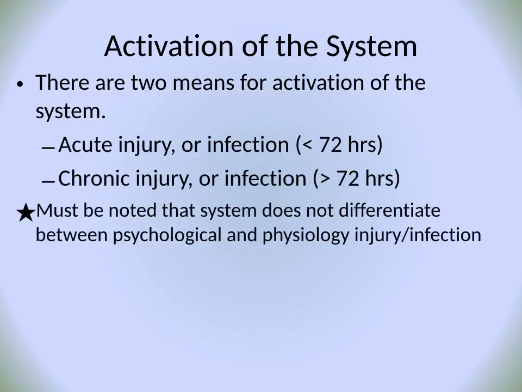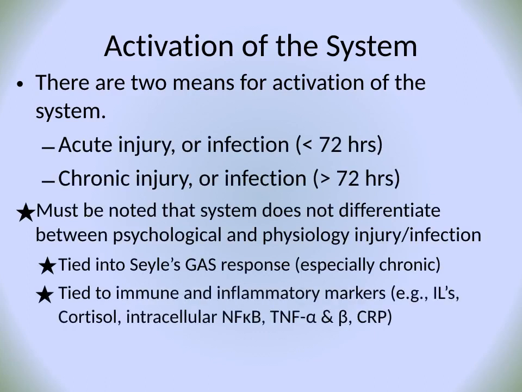So now that we've seen what happens, let's take a look at the two ways in which the system is going to go about being activated, in which we have an acute response and then a chronic response. So notice the difference in time between the acute and the chronic is that 72 hours, the 3-day mark, in terms of what's going to trigger a chronic adaptation versus an acute response.